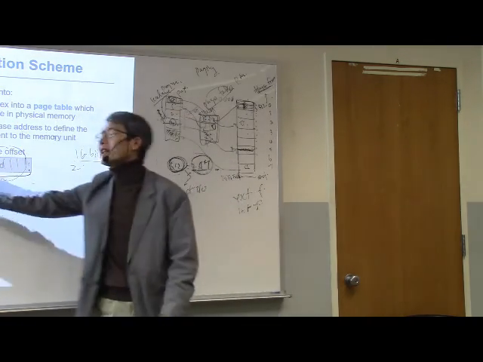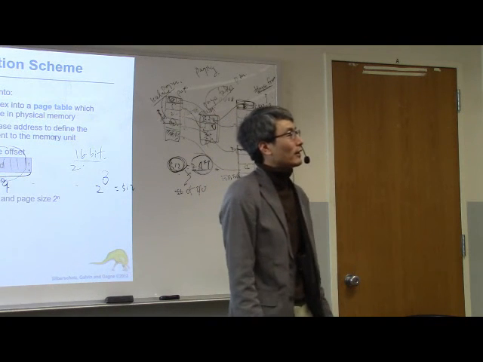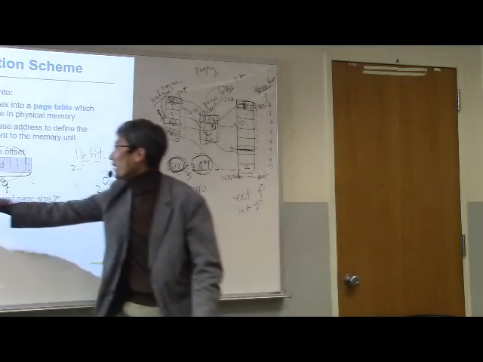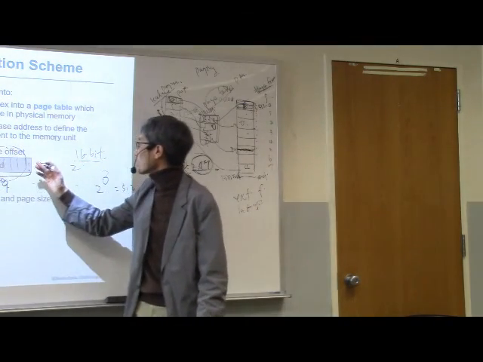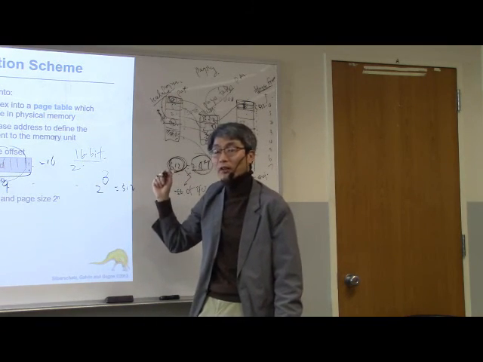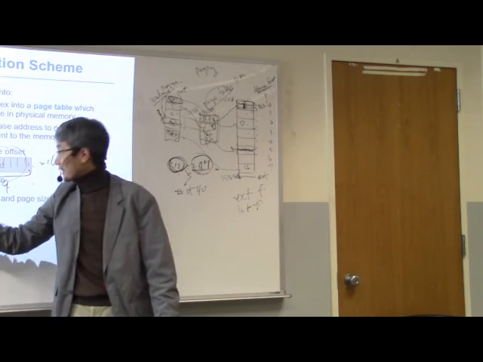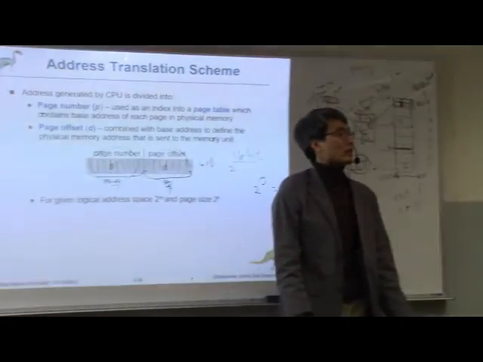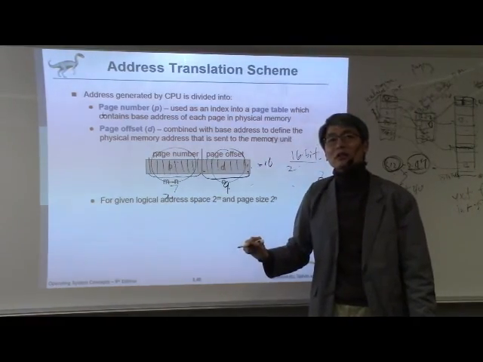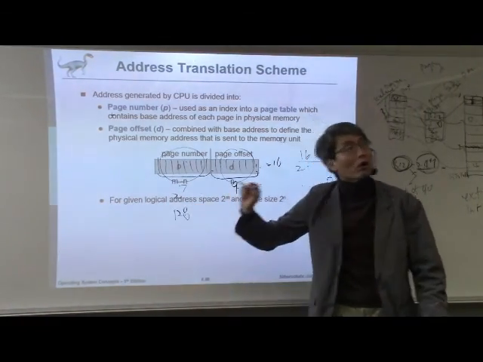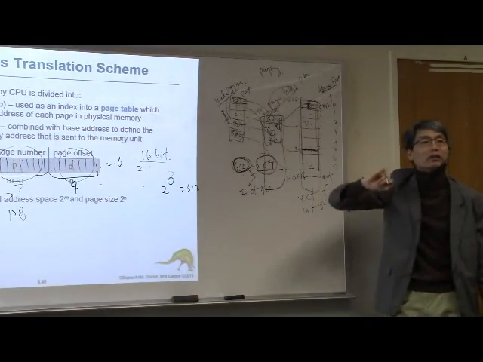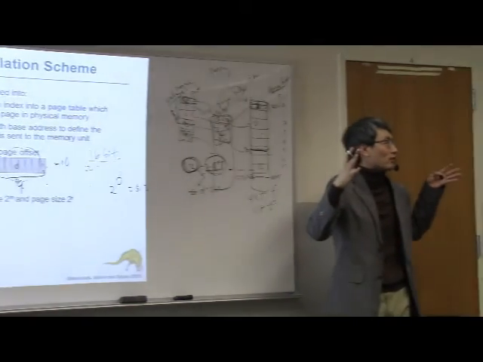Okay. Then how many pages can you have? What is the remainder of this one? It's a total of 16 bits, so 9 bits are used for the page offset. Then how many remain? Seven. So how many pages can you have? 2 to the power of 7, so 128 page frames you can have in the memory. That is the maximum size.